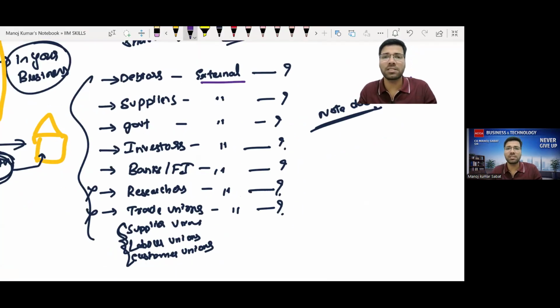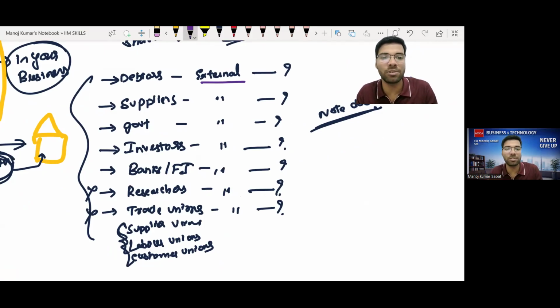Next, what about suppliers? How are they interested? Suppliers need to assess whether the business is in a good position, and whether, if they give goods to the company, the amount is going to come back or not. That is how they are interested. Government, taxes. Investors have already invested money, so they are interested to know whether the company is working properly, so that they can decide whether to withdraw the money or invest more.